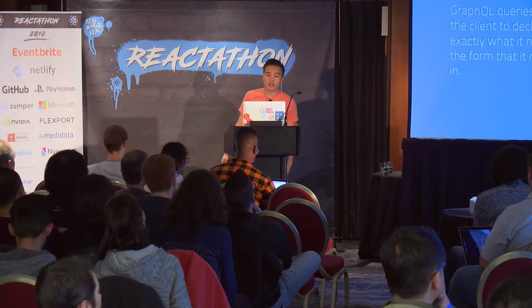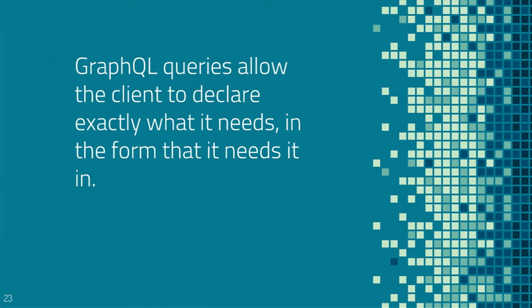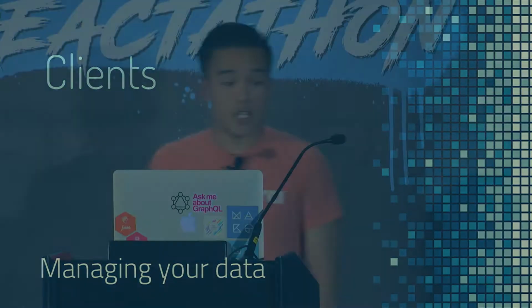So GraphQL queries allow the client to declare exactly what it needs in the form that it needs it. Your mobile clients can say, I need 10 fields. Your web client can say, I need 8 fields. And they can all use the same API. They don't need a special mobile API or a special REST API for each client. That's really powerful.